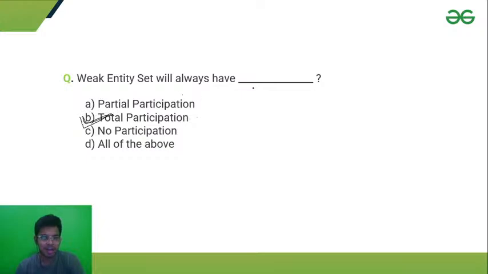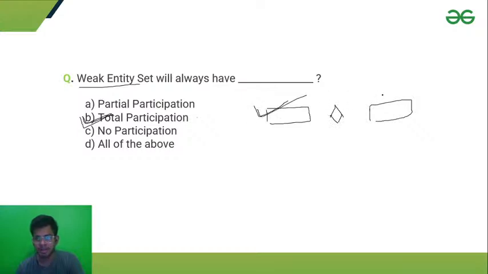So weak entities will have total participation. As I talked about earlier, with a weak entity set, no Aadhaar card number can exist without a person, right? But a person can be present without an Aadhaar card. Suppose an infant at the time of birth doesn't have an Aadhaar card, right? So there can be a person who does not have an Aadhaar card yet.